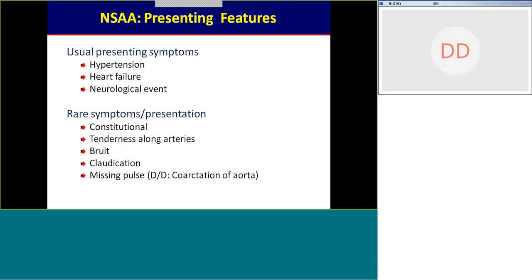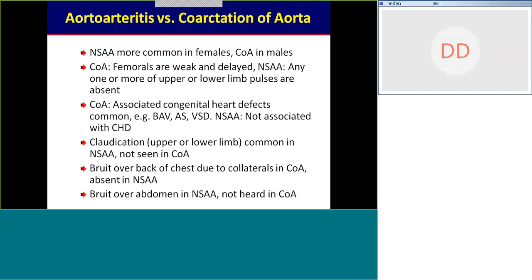Rarely you can have constitutional symptoms. As I said, fever, arthralgia and all that. There could be tenderness along arteries, especially in the acute or subacute phase, bruit, claudication, and of course missing pulse, which is the hallmark. Students are often given a case of coarctation or aortoarteritis and are asked in the exam, how do you differentiate the two? And I think in the majority of cases you can make a differentiation.